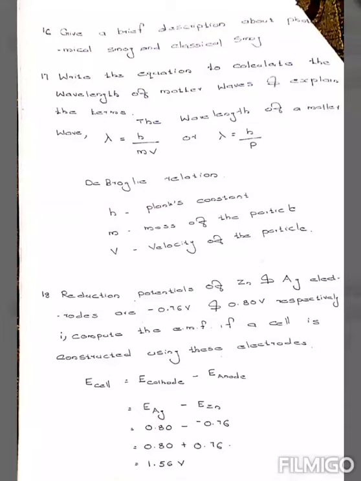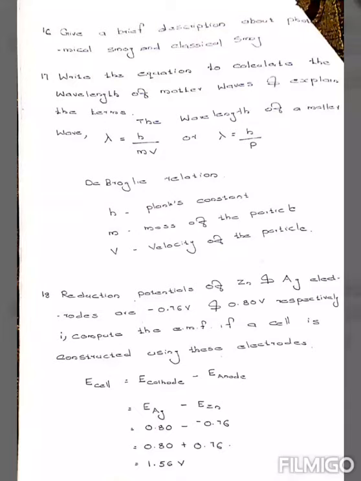Answer, the wavelength of a matter wave lambda is equal to h by mv, or lambda is equal to h by p. p is the momentum, h is Planck's constant, m is the mass of the particle, v is the velocity of the particle. It is known as de Broglie relationship.